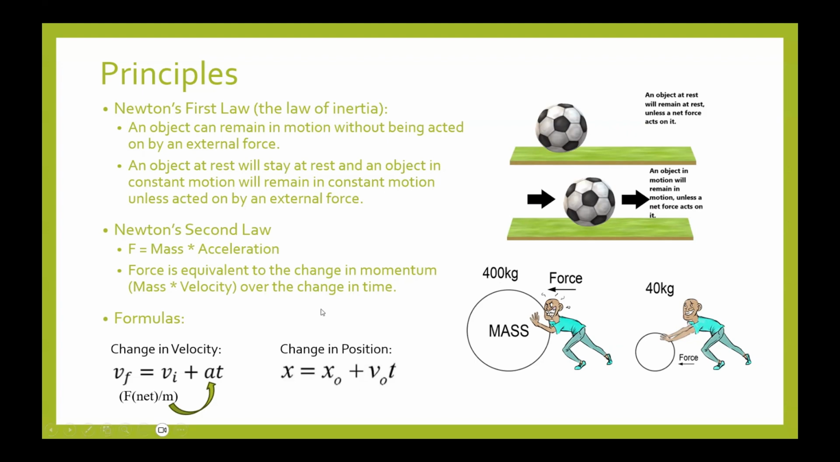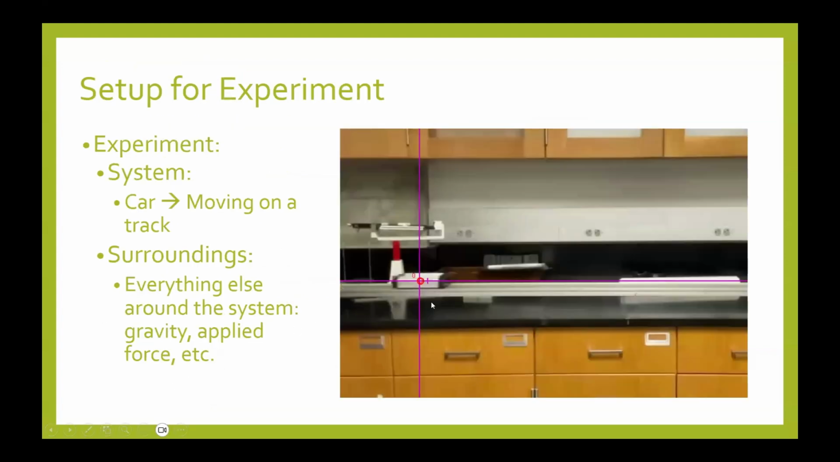These were the two main formulas I will be using, which is the change in velocity formula and change in position formula. In the change in velocity formula, I am assuming that the acceleration is equal to the net force over mass, which is why it cancels out because the net force is equal to 0 in this experiment.